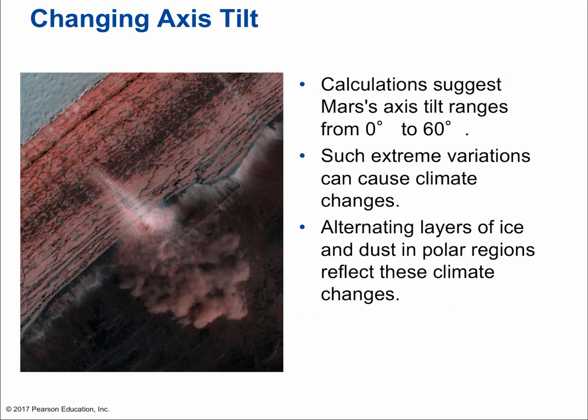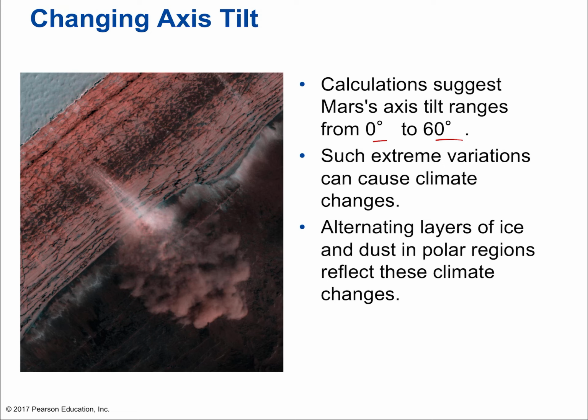All right, so calculations suggest that Mars's axial tilt ranges from 0 to 60 degrees, so it's much more variable than Earth's. Such extreme variation can cause climate change. So, on top of losing its magnetic field, perhaps there's just been wild variations in the climate that led to a kind of unsustainable climate, and eventually, the loss of liquid water.